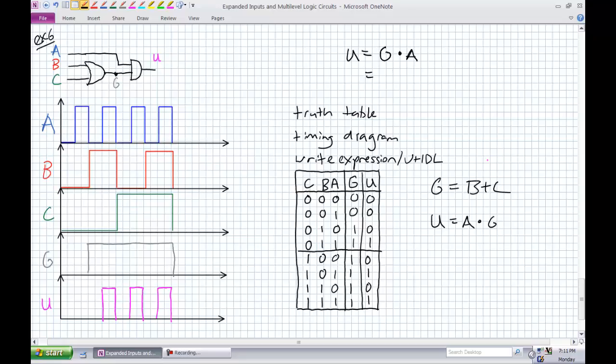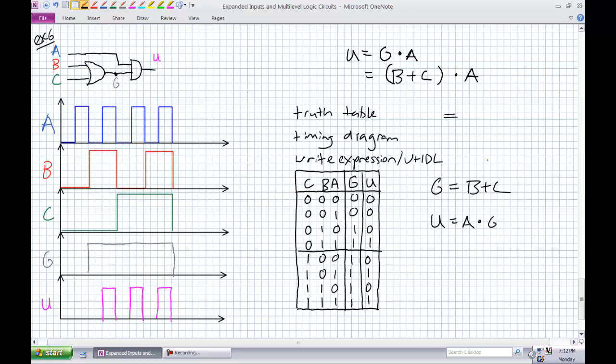What's G? It's B or C ANDed with A. Can I leave it like that? The answer is no, you cannot leave it like that because I just told you guys about the order of operations. You've got to use the parentheses there because the other way around doesn't work.